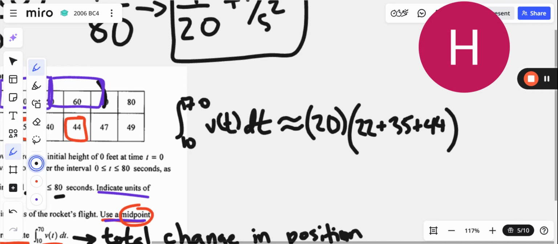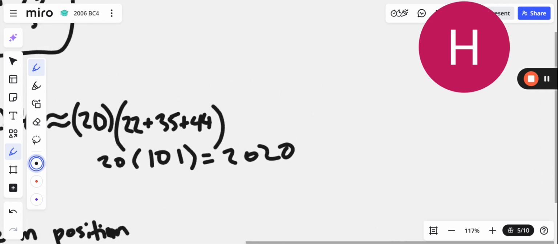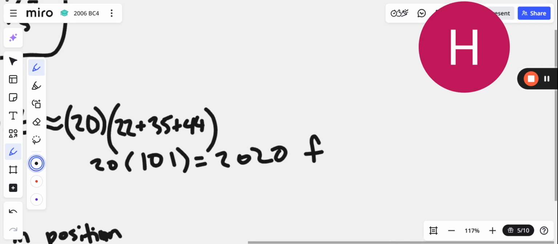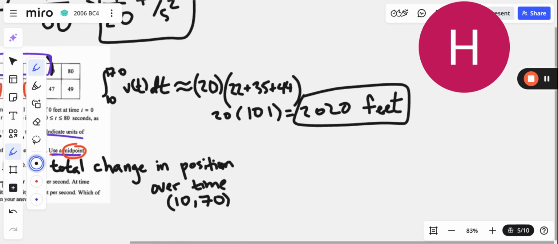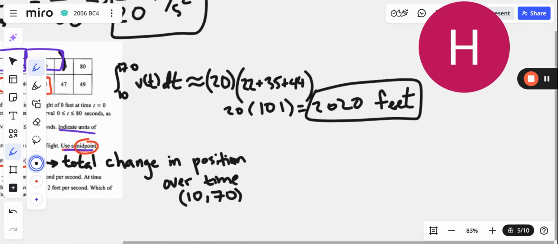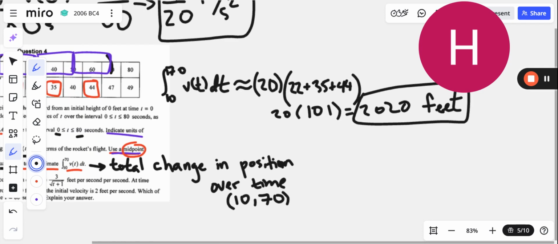Okay, so let's see what that is. 57 and 44 gives us 101. Cool. Times 20, so we're going to have 2020. 2020 vision. Approximately 2,020 feet. Because if we take a velocity, which is feet per second, and multiply it by a time, which is seconds, that cancels the seconds and we end up with feet.